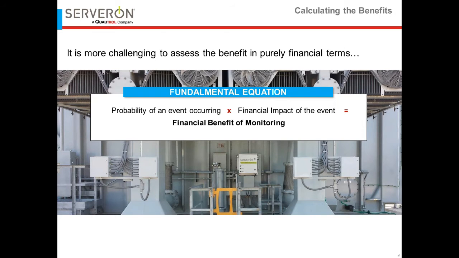Okay, so there are many benefits. How do we go about quantifying them and eventually put a dollar figure on that? So it is challenging to assess the benefits in purely financial terms, but there is essentially a fundamental equation. And this would look at the probability of a failure event occurring times the financial impact of that event on the asset owner, and that can be used to calculate the financial benefit of monitoring.